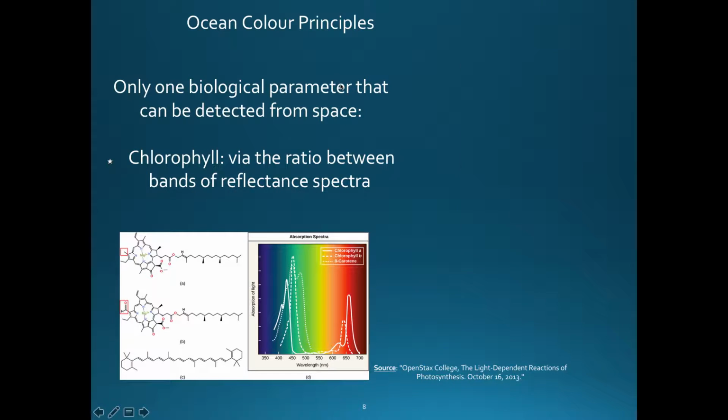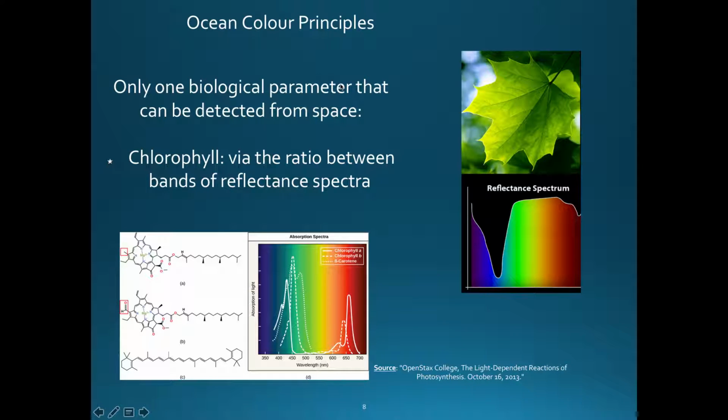The ocean color works in a completely different way. It is basically the sensing in visual light, with the visible part of the spectrum, we can see the greenness of some surfaces. Actually, chlorophyll is the only biological parameter that we can detect from space.